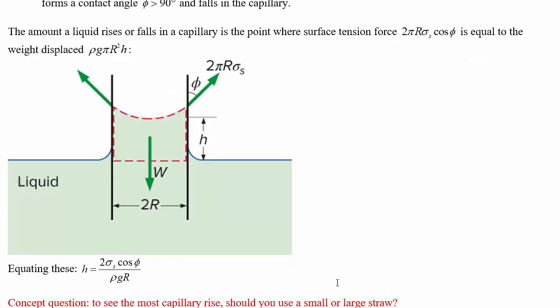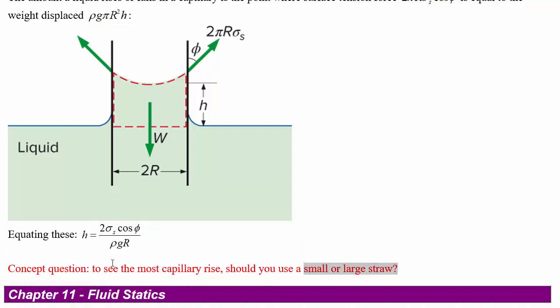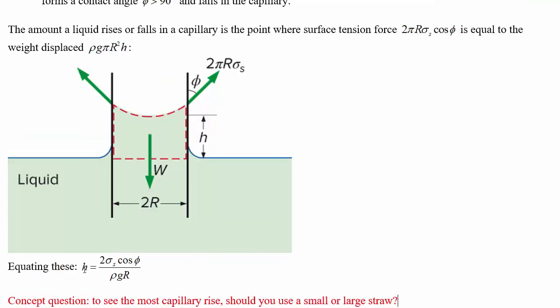Final question for today. To see the most capillary rise, should you use a small straw or a large straw? Well, we want the radius to be as small as possible. So assuming small or large is talking about the width of the straw, we should use a small straw to see the biggest height.